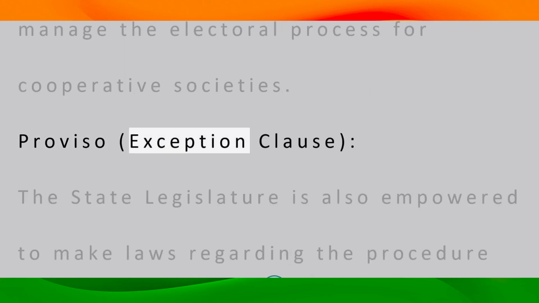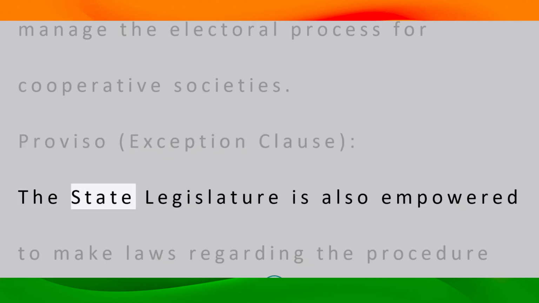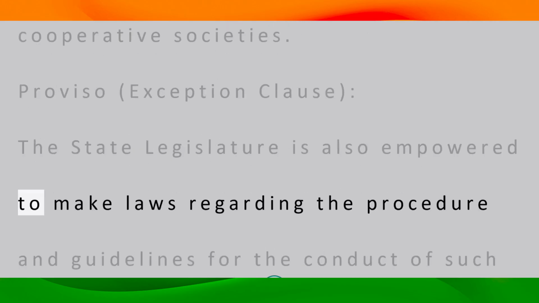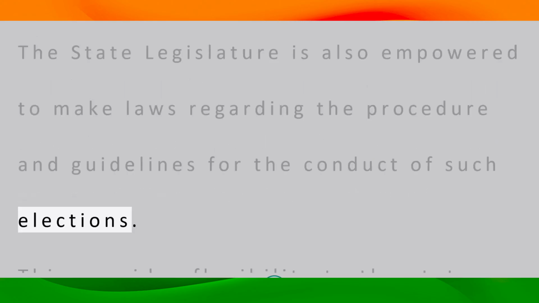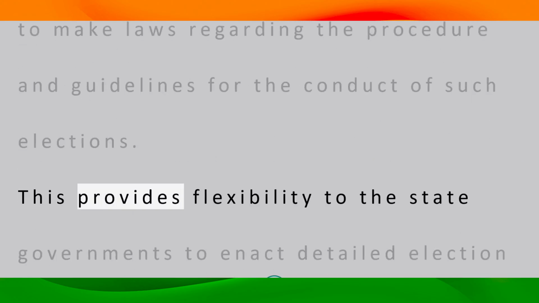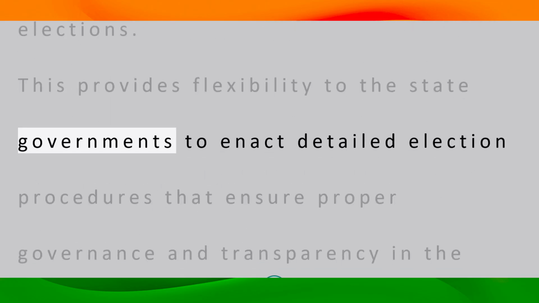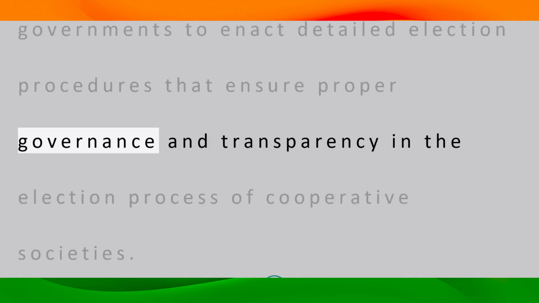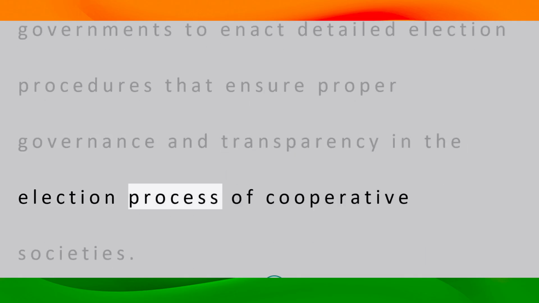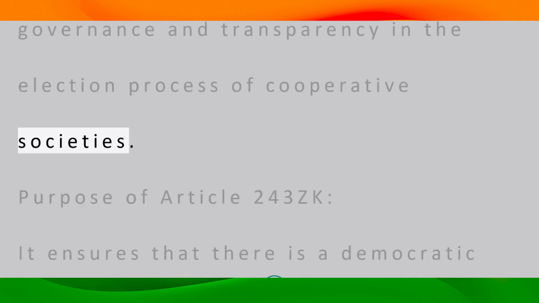Proviso, exception clause. The state legislature is also empowered to make laws regarding the procedure and guidelines for the conduct of such elections. This provides flexibility to the state governments to enact detailed election procedures that ensure proper governance and transparency in the election process of cooperative societies.